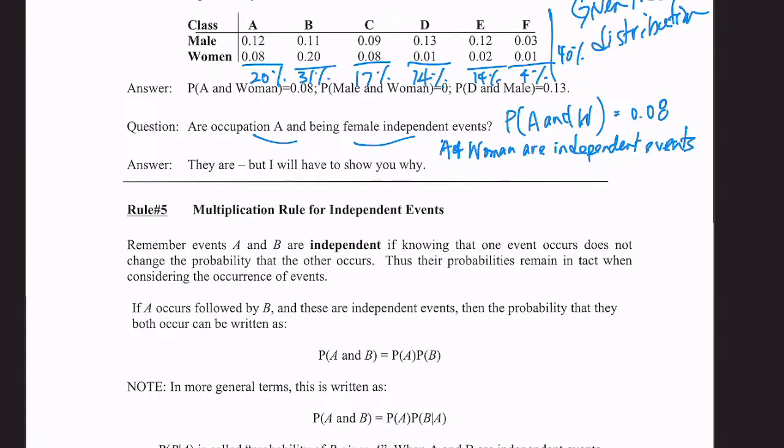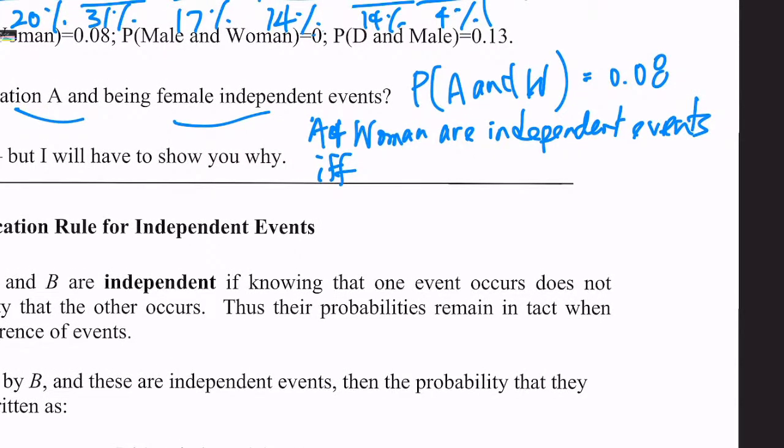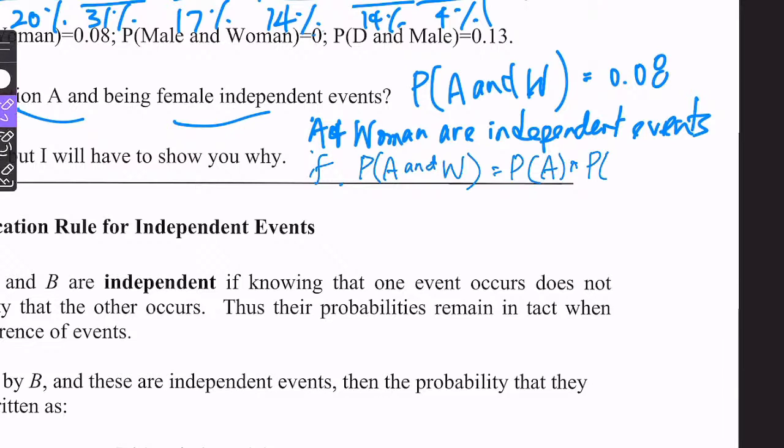if, I wrote if and only if. That means if and only if. That's my habit from studying mathematics. I should erase it though, because it might be confusing. If the probability of A and woman is equal to the probability of A times the probability of woman. Let me write that again.